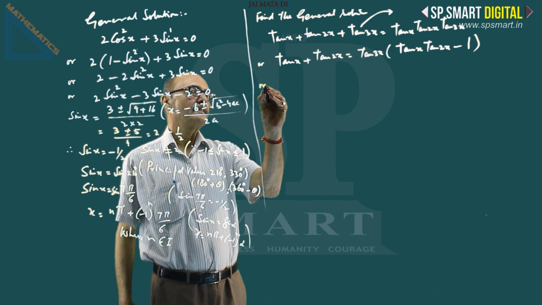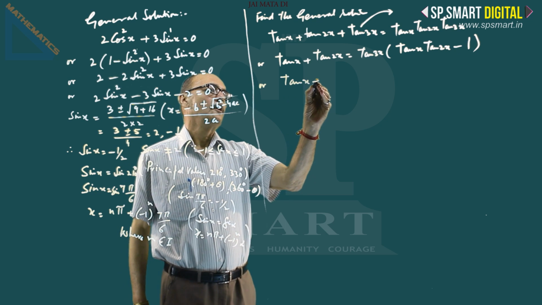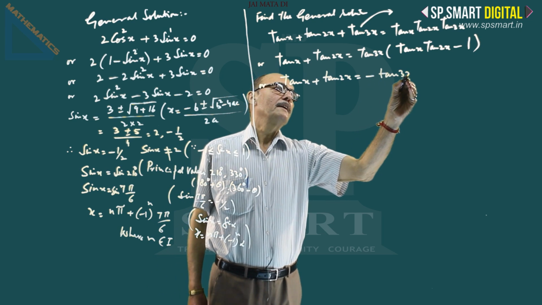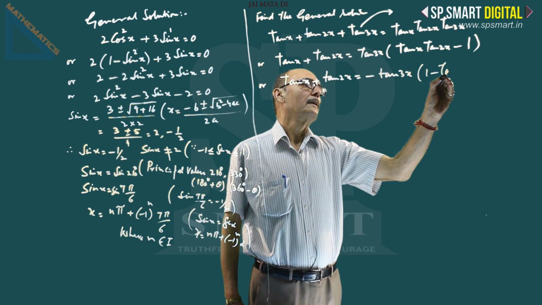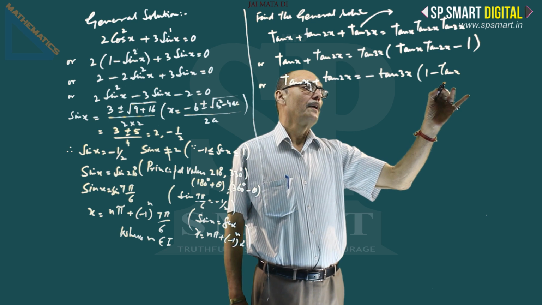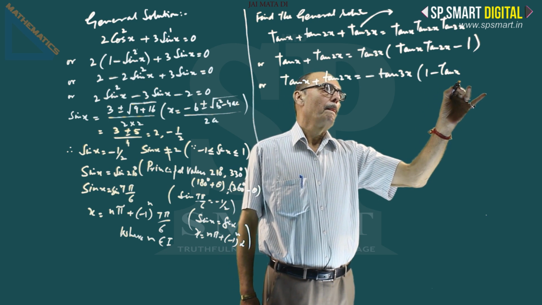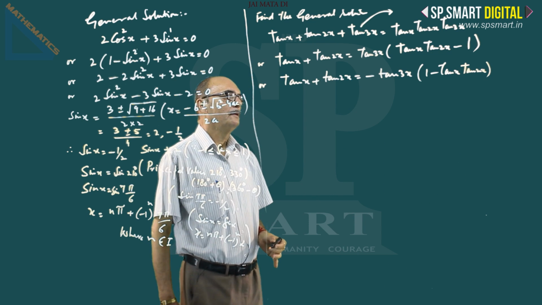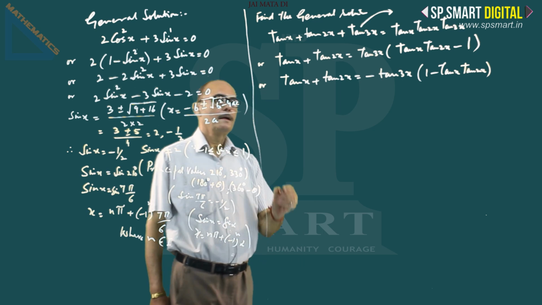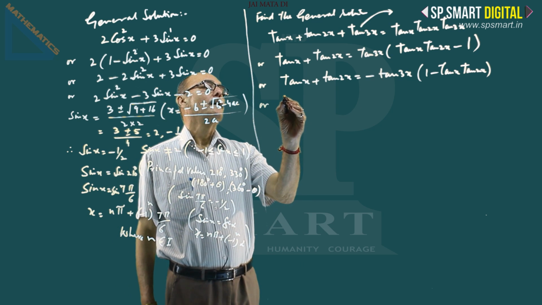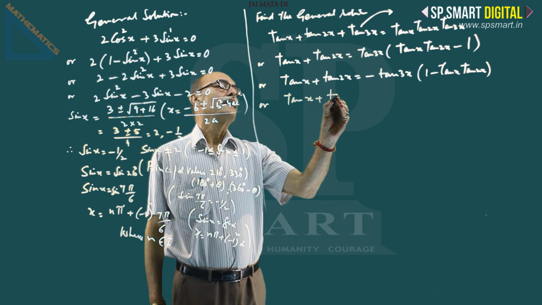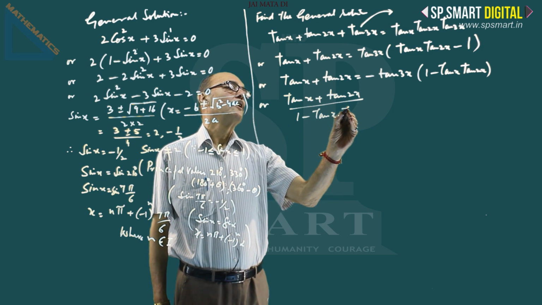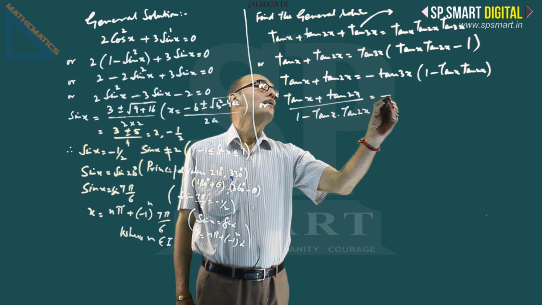So, I can write the result as tan x plus tan of 2x equal to minus common tan 3x into 1 minus tan of x tan of 2x, or tan of x plus tan of 2x divided by 1 minus tan of x tan of 2x equal to minus tan of 3x.